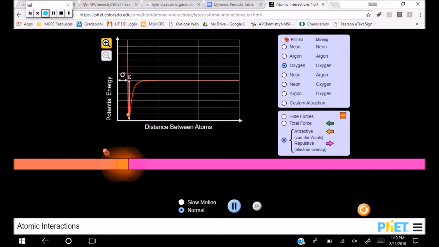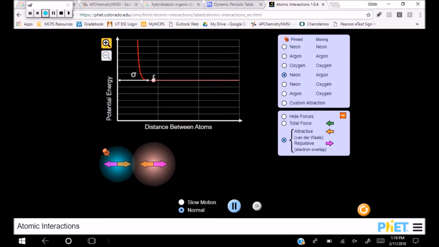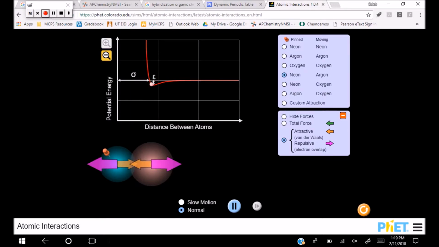Okay. If we looked at things that are larger, I like this one. I'll have to zoom in a little bit. You see there is a minimum amount of energy there.